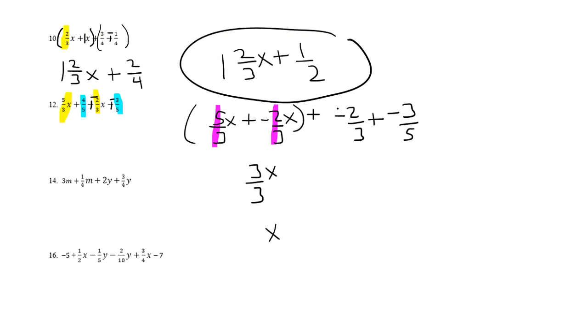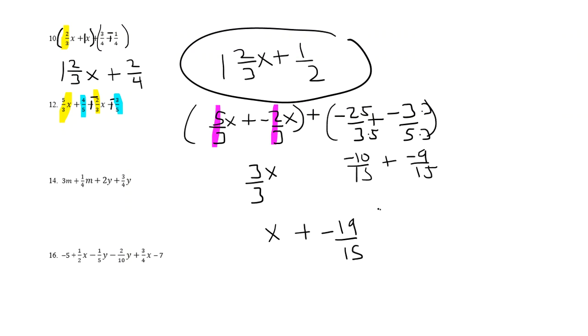Okay, now in order to combine the constant terms, we're going to have to find a common denominator, which is 15. So we have to multiply this by 5 and this by 5, which gives us -10, and this by 3 and this by 3, which gives us -9. Now we can combine a -10/15 and a -9/15, and that's going to be a -19/15.